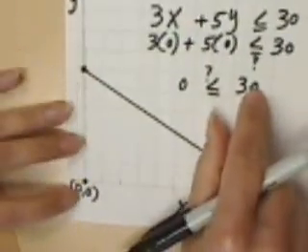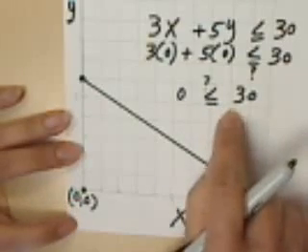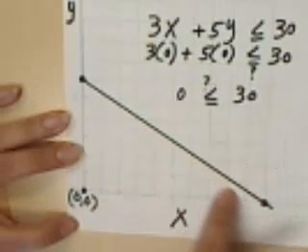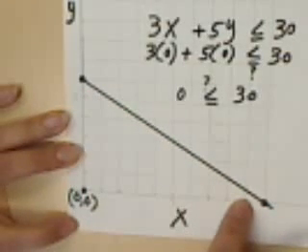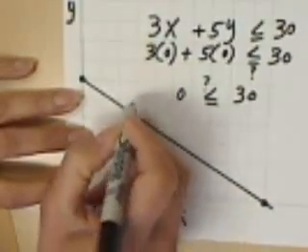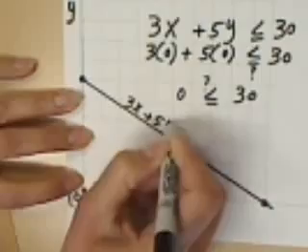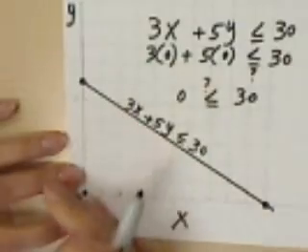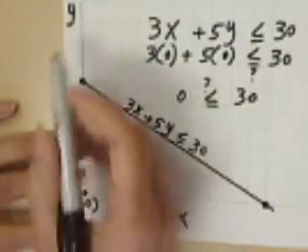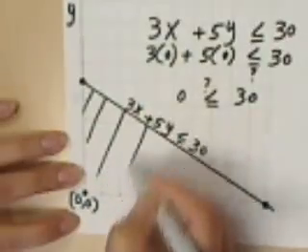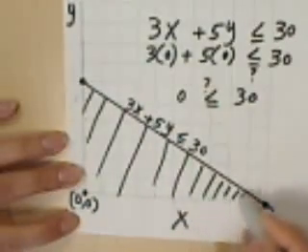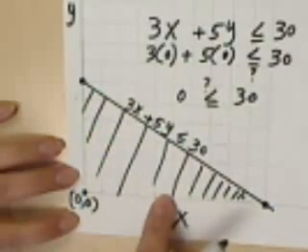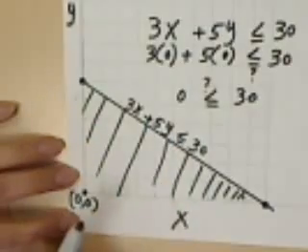Therefore, that statement holds true. Therefore, the point 0, 0, when tested for feasibility of this constraint, holds true. Remember, this constraint in its original form is 3x plus 5y less than or equal to 30. So because this point, which is below the line, is true for that constraint, then all of these points below the line satisfy that constraint. So this right here, shaded area, is the feasible region for that one particular constraint.